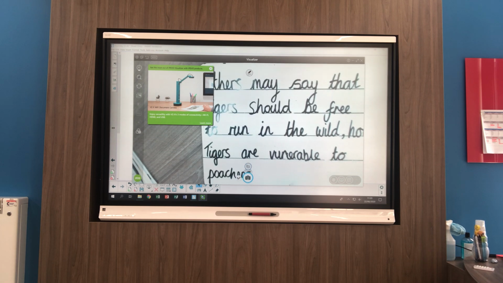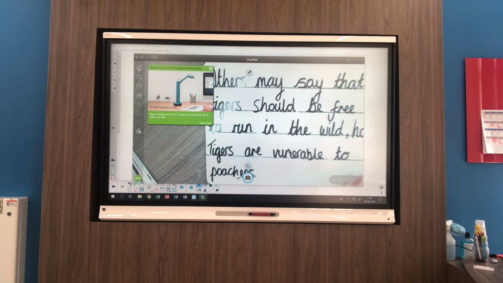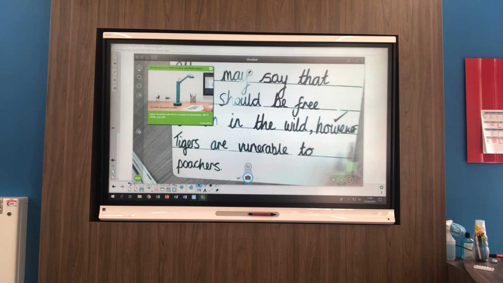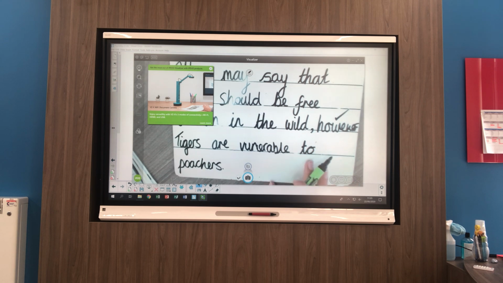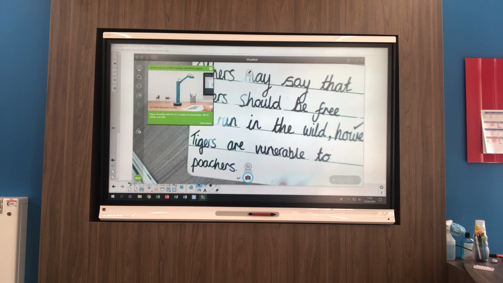Okay, so you could go further on with that, but I've actually filled up all of my whiteboard now. But have I used a contrasting conjunction? Yes, I have. I have used it and I've separated it correctly with the comma and ended it with my full stop after poachers. Now, I have included facts because tigers are vulnerable to poachers, so it's how you want to use it. Do you agree with zoos or do you not?